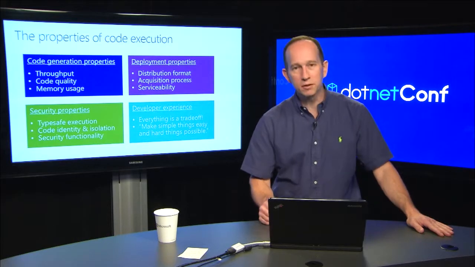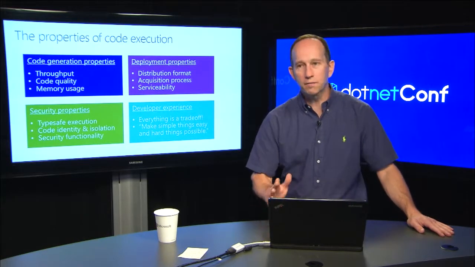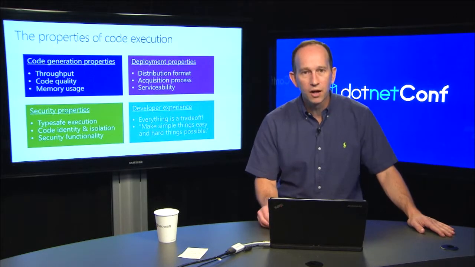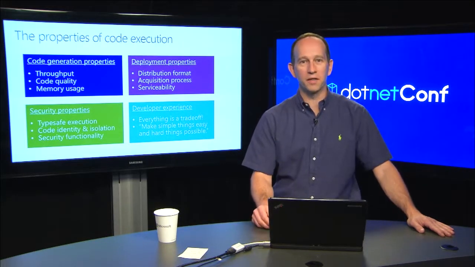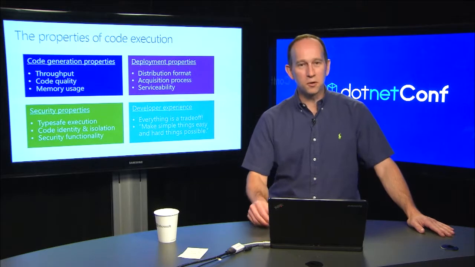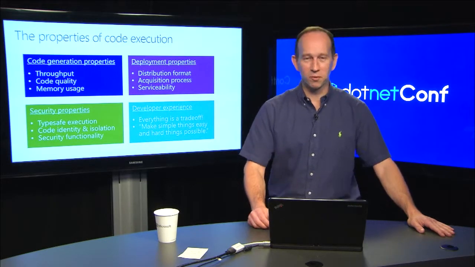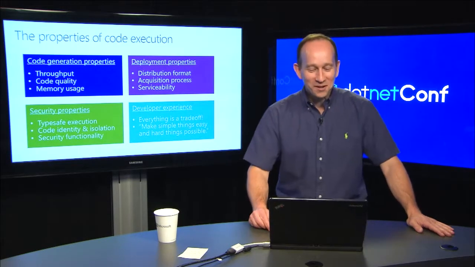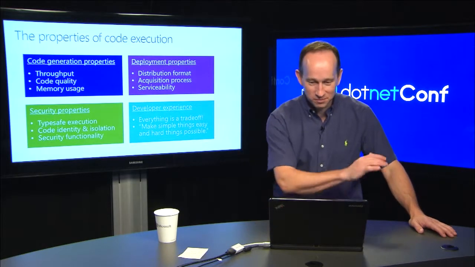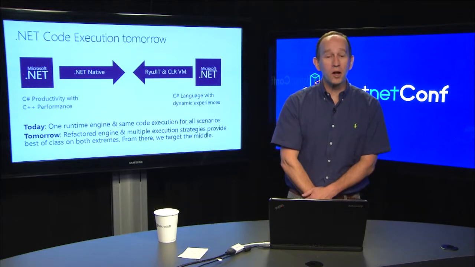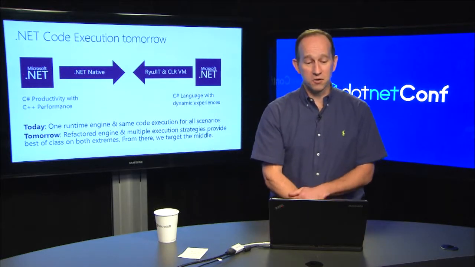One thing that's absolutely true is that everything in engineering is a trade-off. So what we tried to do with .NET Native, and I'm stealing this one from Larry Wall, the genius who created Perl, one of my favorite programming languages, we really tried to make simple things easy while making the hard things possible. So where we're going with .NET code execution, .NET code generation.